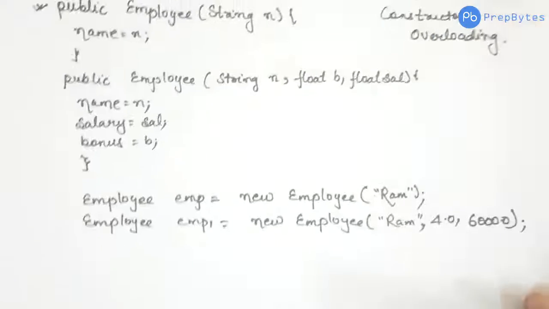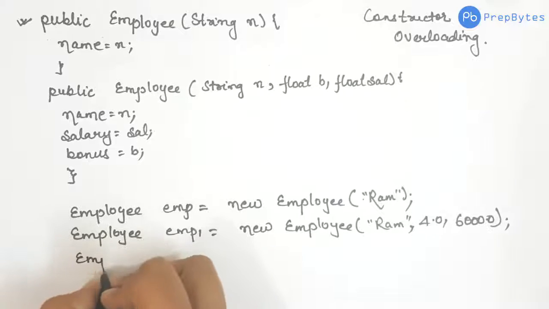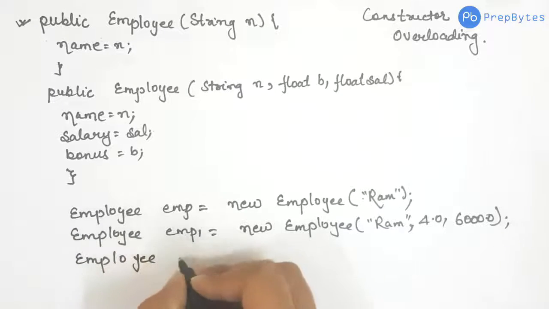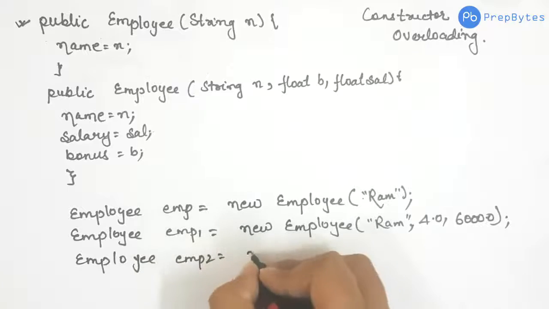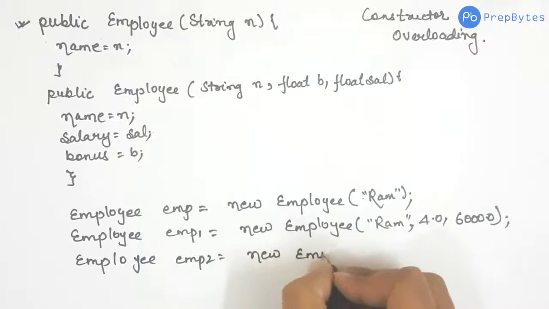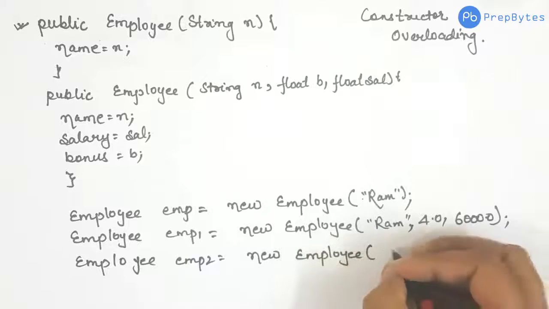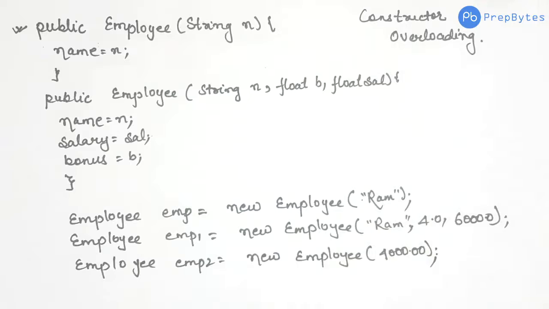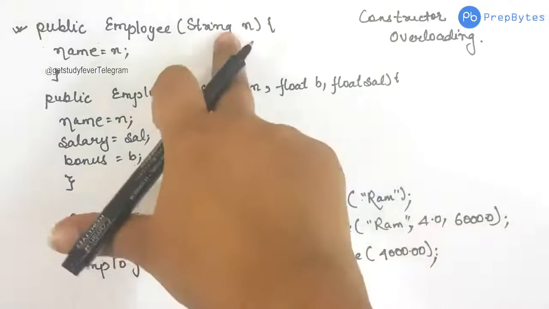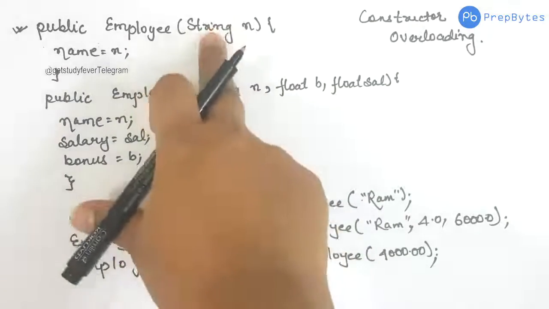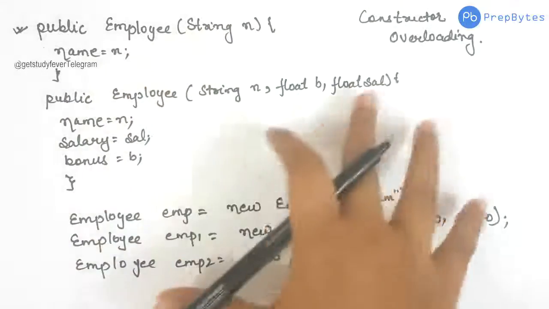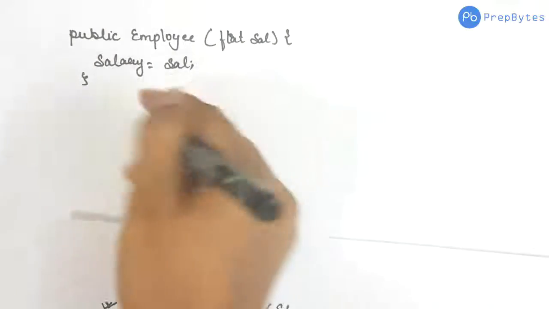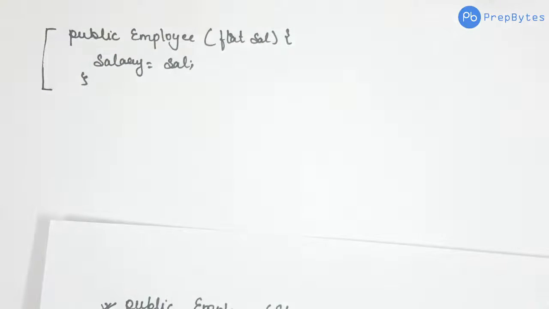So let's say I create a new object like this. What will happen? It will check that, okay, this is having a single parameter, but the data type is not the same. This is string and this is float. So it will ignore this constructor and it will go on to this particular constructor, and this particular constructor gets executed.